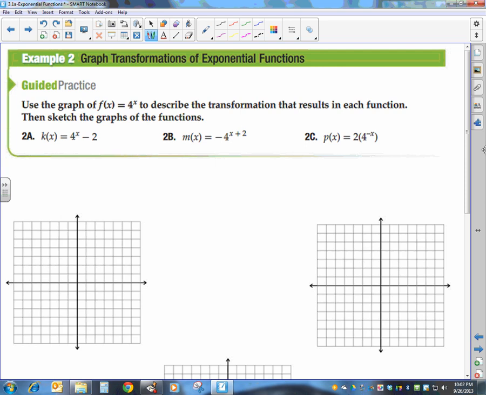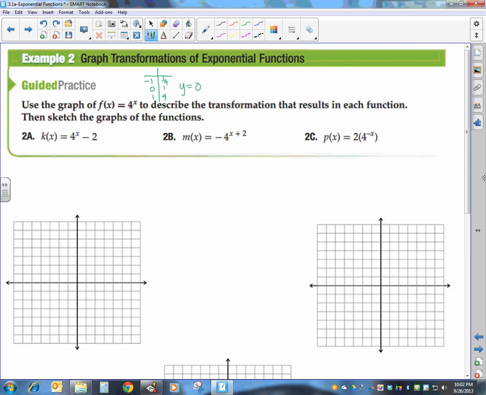Okay, so if I am using 4 to the x, I'm going to write those key points down. And that is -1, 0, 1, 4, 1, and 1/4. Those are the key points, and of course my asymptote is y equals 0.